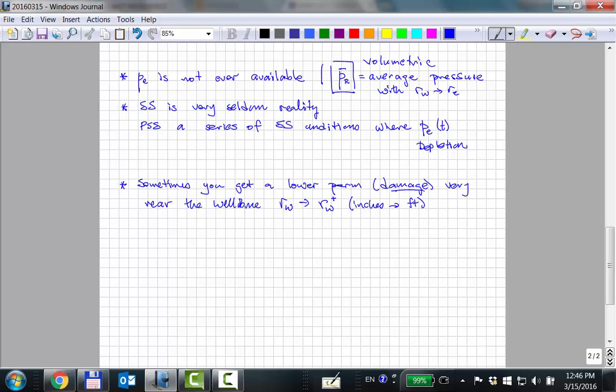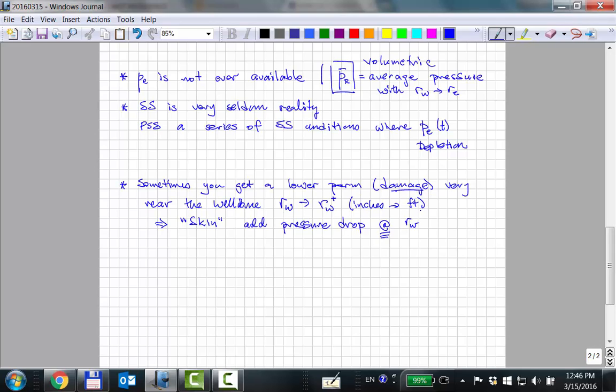The permeability being damaged, we're going to call this skin. Damaged skin. And it basically will add pressure drop. Since it's so close to the wellbore, we're going to say that we add this pressure drop at the wellbore, at RW, basically.